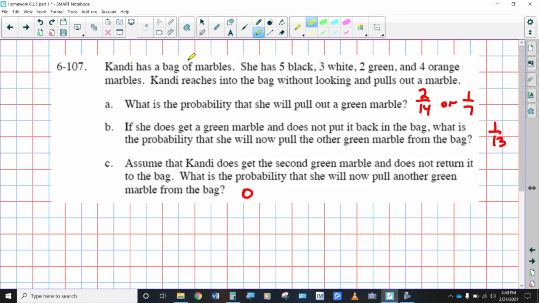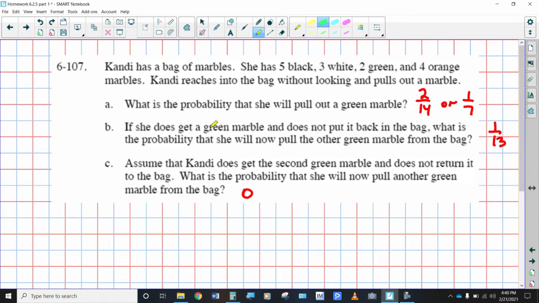All right, Candy has a bag of marbles. She has 5 black, 3 white, 2 green, and 4 oranges for a total of 5, 8, 9, 10, total of 14 different marbles, or 14 total marbles. What's the probability she will get a green marble? Well, that would be 2 out of the 14, which is a 1/7 probability.